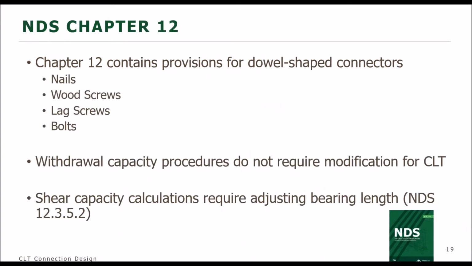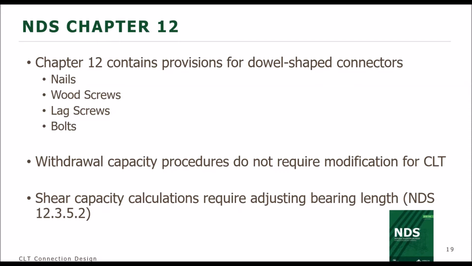Chapter 12 is where we go for our dowel-shaped connectors, and there are a few others, but the most common types of dowel-shaped connectors that most engineers are dealing with are these four. There'll be nails, wood screws, lag screws, and bolts, and we detailed earlier the relevant standards for the manufacture and sizing of these types of fasteners.